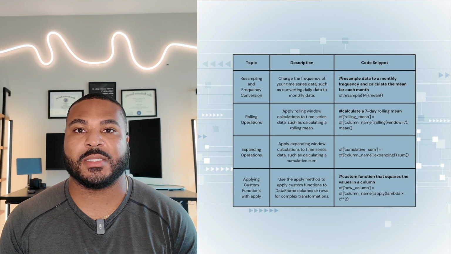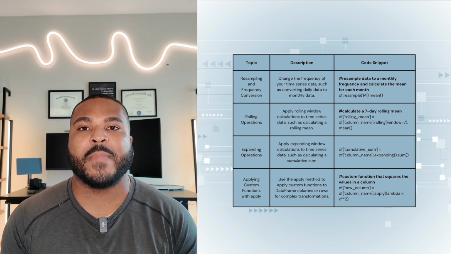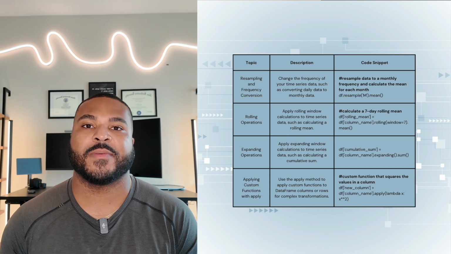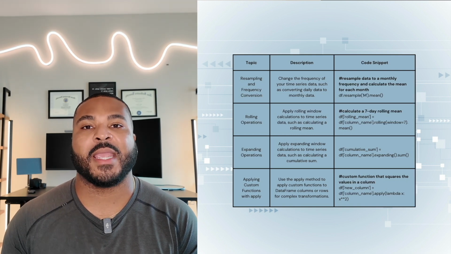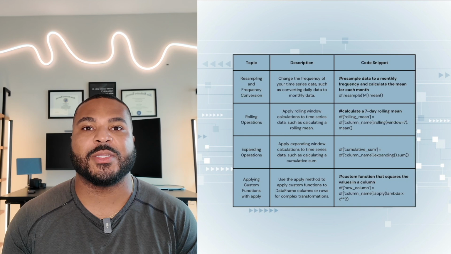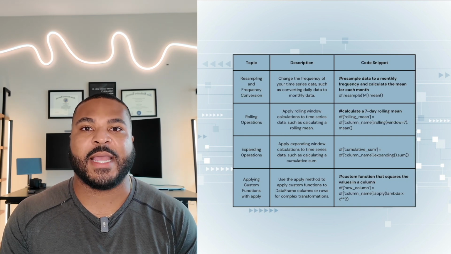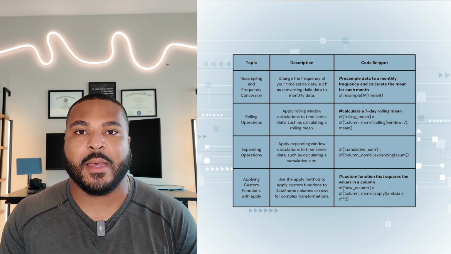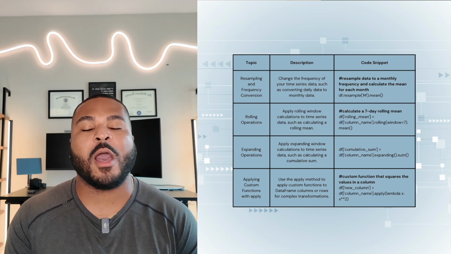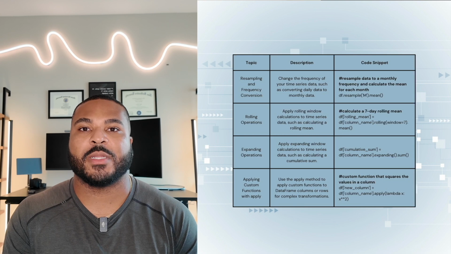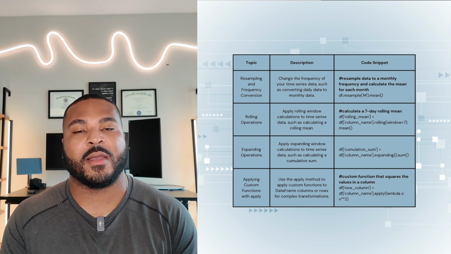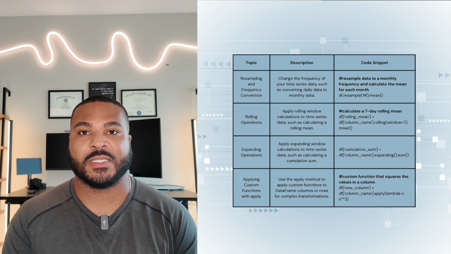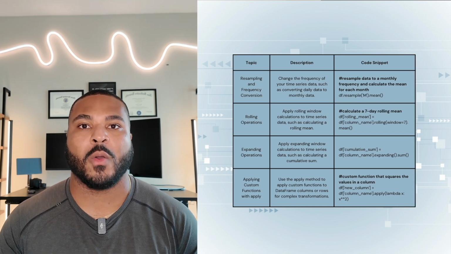Expanding operations are similar to rolling operations, but they apply calculations over an expanding window, which starts from the beginning of the data and expands to include each new data point. So this is useful for calculating cumulative statistics. So in this example, a cumulative sum is calculated for the specified column, and the result is stored in a new column called cumulative_sum.